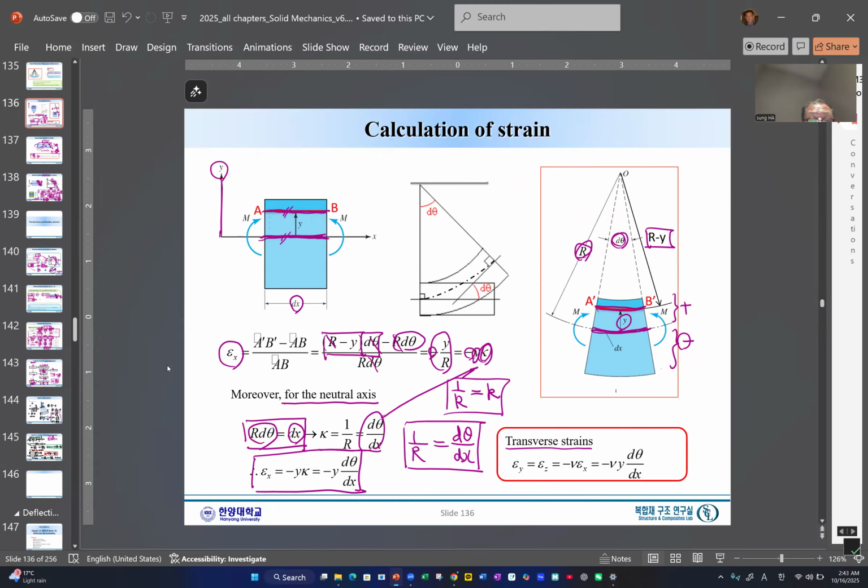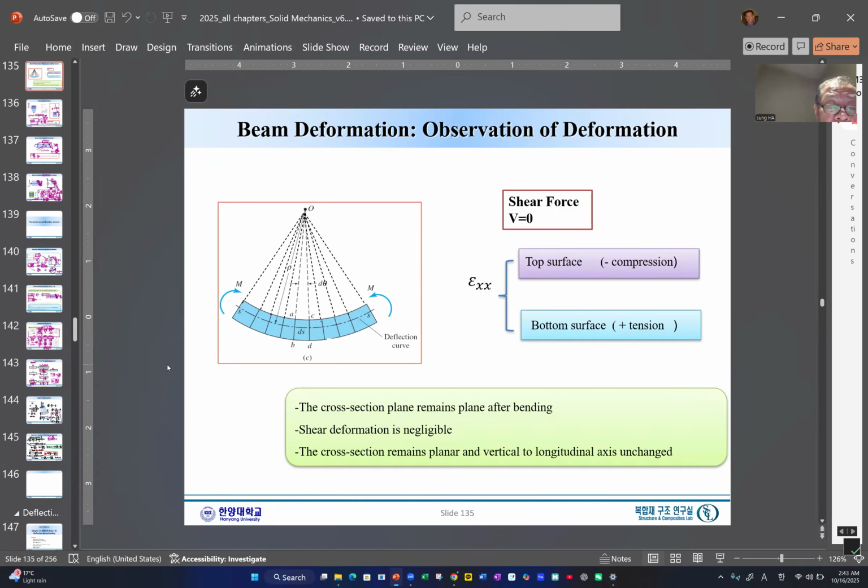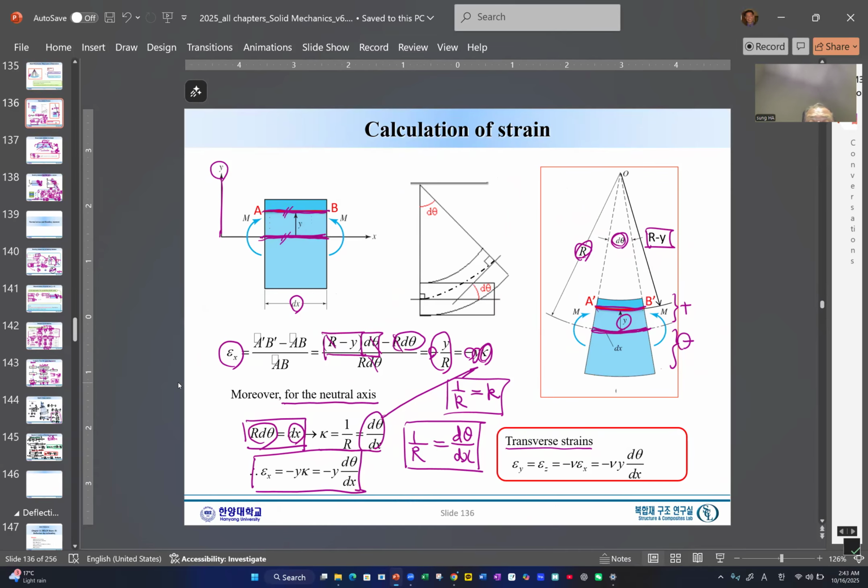It's not quite shown here, but whatever angle, for example, if it is clamped, this much angle will be... no, I don't want to use this one. Okay, I'm going to use this one. So d theta will be this theta, and d theta will be the same as d theta.